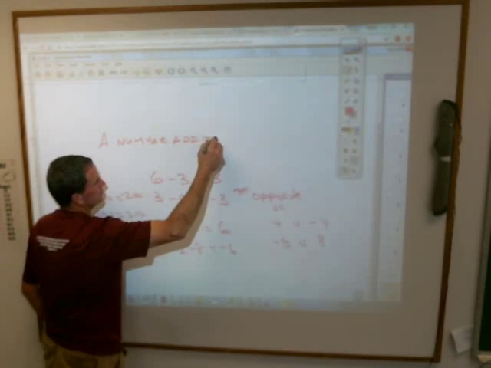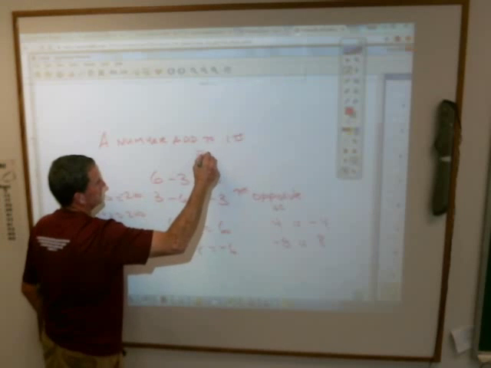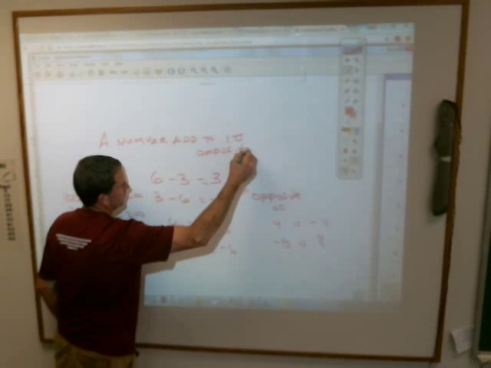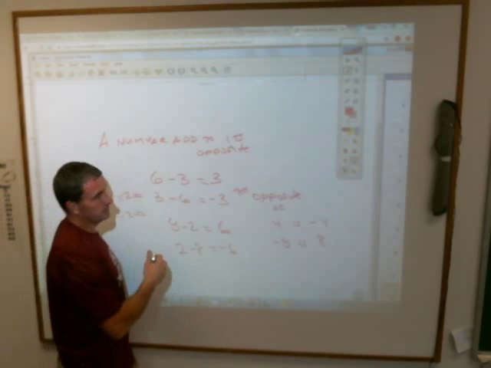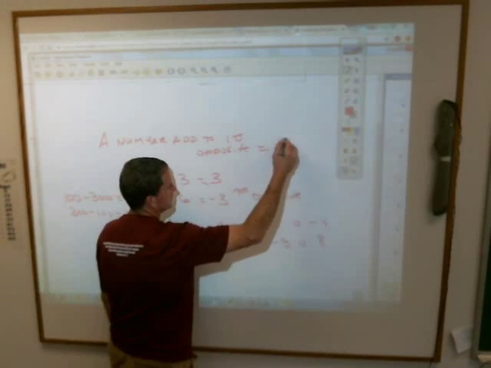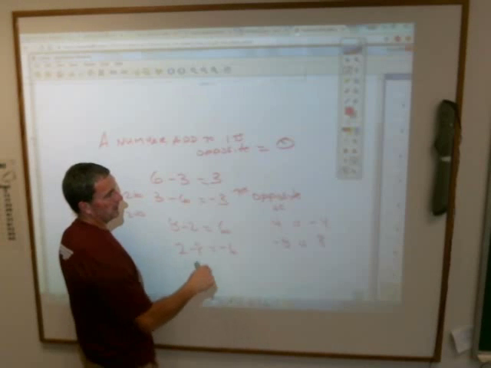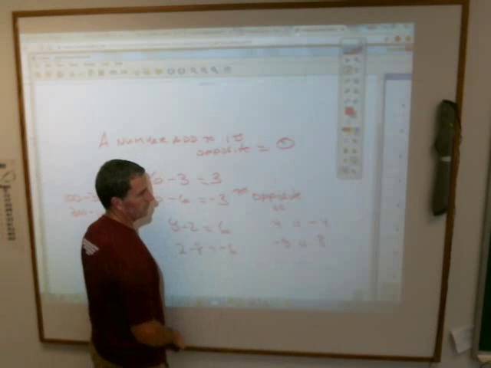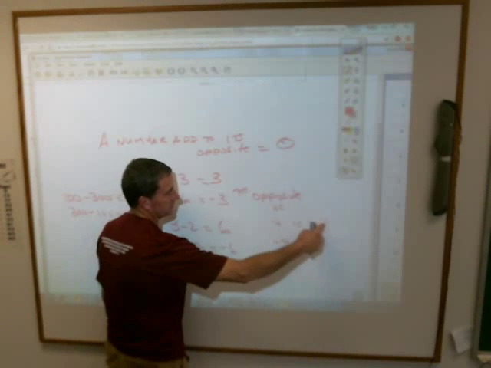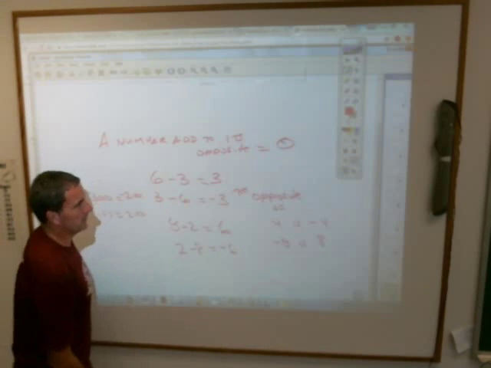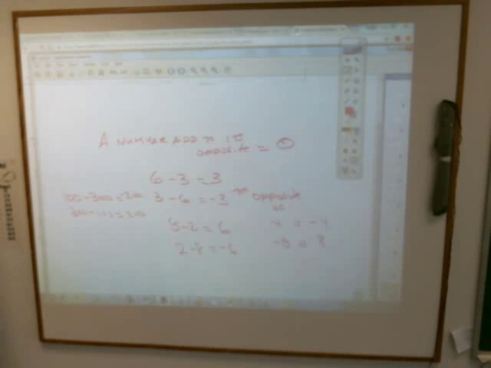A number added to its opposite will always give you 0. Because if you take 4 and subtract 4 from it, you're going to end up at 0. If you take -8 and add 8 to it, you're going to end up with 0. Anytime you put a number with its opposite, you will always get 0.